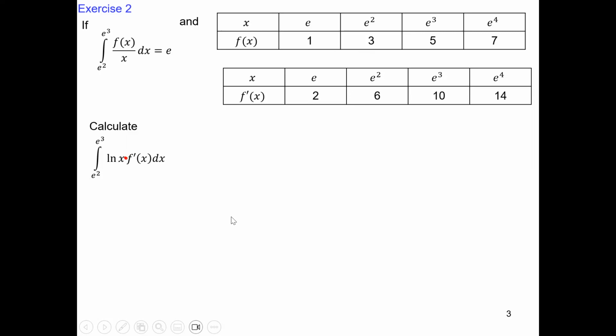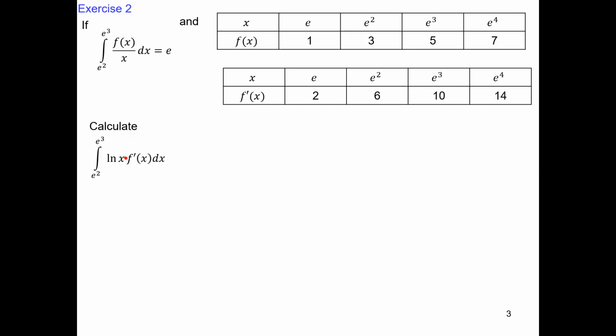Okay, let's think for a second. Maybe integration by parts, maybe U-substitution. But even if we try U-substitution, say u is ln of x, then we will have 1 over x, but then f prime will not cancel out. We may definitely try, and if we see that we're not going anywhere, we can erase everything and come back. But I will give it a try.